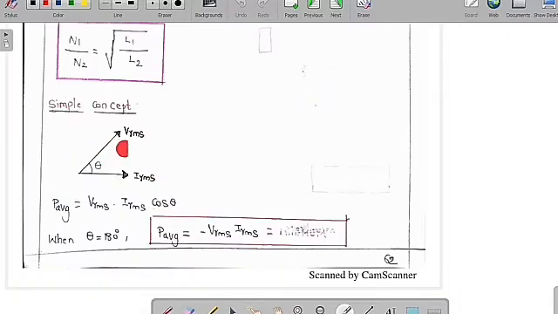So now suppose there are two vectors, a voltage of Vrms and a current of Irms, and theta is the angle between these two vectors. Then the average power is equal to Vrms into Irms into cos of the angle between these two vectors, which is cos of theta. So when theta is equal to 180, cos 180 is nothing but -1. So we are going to get P average is equal to minus Vrms Irms, a negative value of average power.